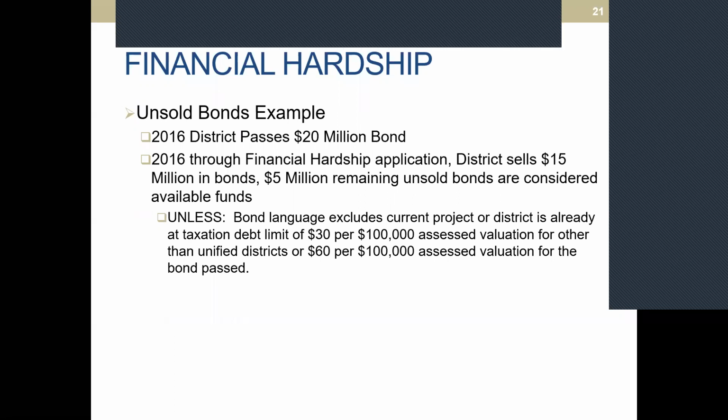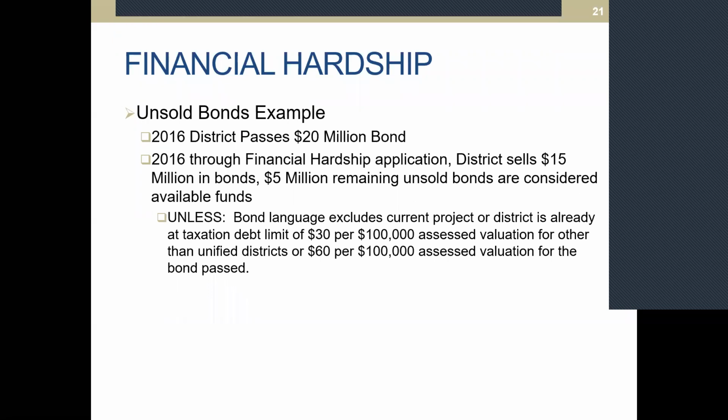And then, but there are exceptions, like we said, that bond language may exclude the current project that they're coming in for, because it may list these 2 or 3 specific projects, and the current hardship project you're seeking assistance for is not one of those 3 specific projects. Or the district is already at the tax limit that I mentioned earlier.